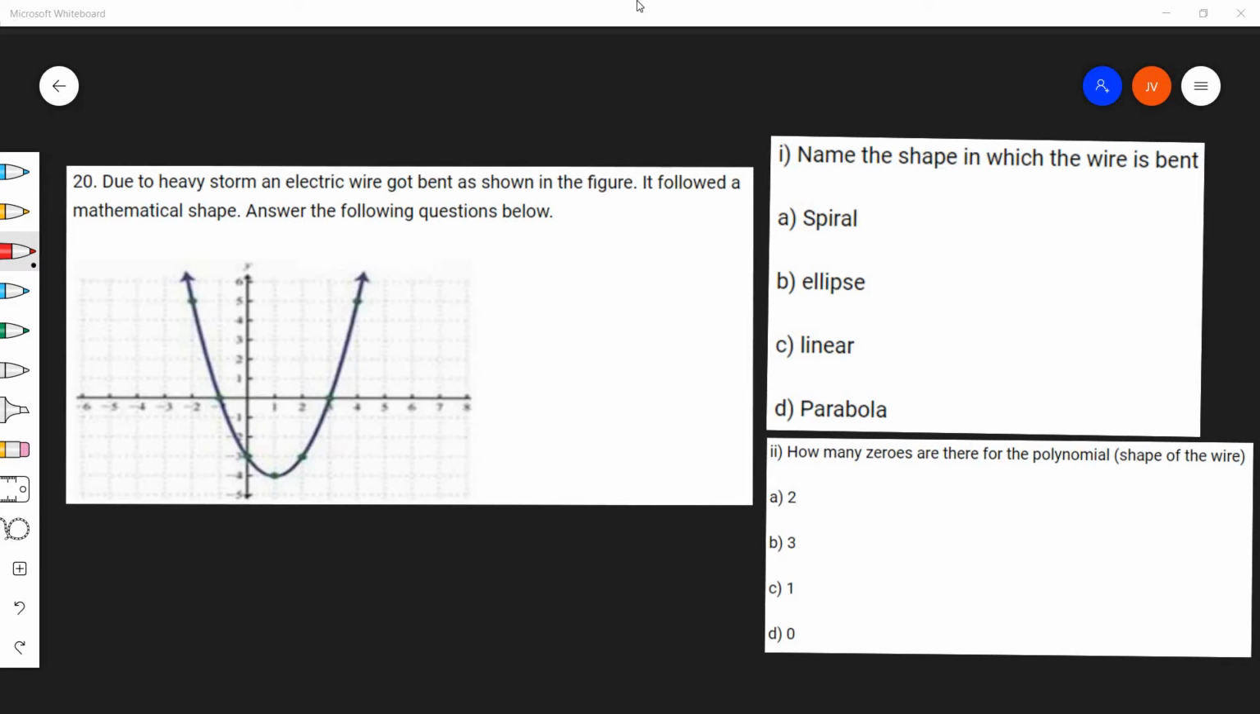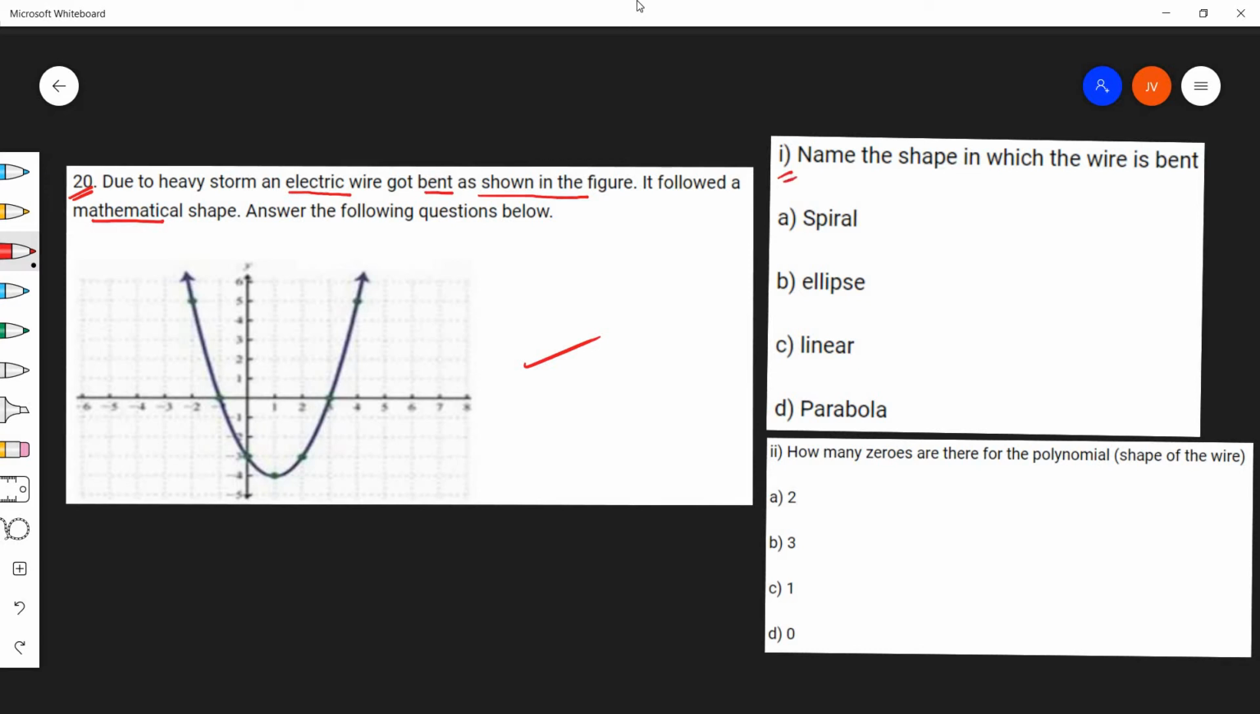This is the 20th question of the basic CBSE maths sample paper. Due to heavy storm, an electric wire got bent as shown in the figure. So the electric wire is bent in this form. It followed a mathematical shape. Answer the following questions below. Based on this graph, we have to answer 5 MCQs. Out of the 5, 2 are on the screen.